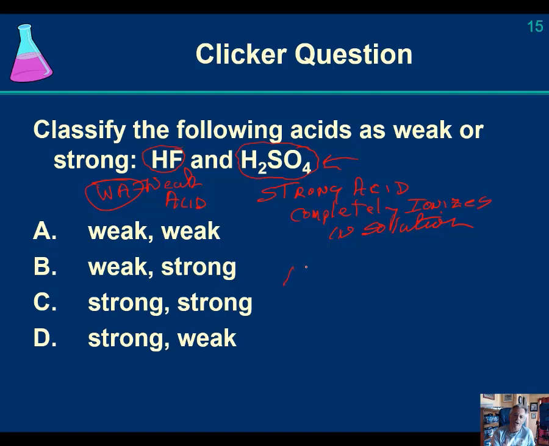So I want you to go to the internet. You can just go to Wikipedia for hydrofluoric acid, HF. Take a look. Do a little bit of homework on hydrofluoric acid and sulfuric acid, and you'll learn why I would rather have sulfuric dumped on me than hydrofluoric dumped on me. Neither one's great. So anyway, we've got weak and strong. So B would be our answer.